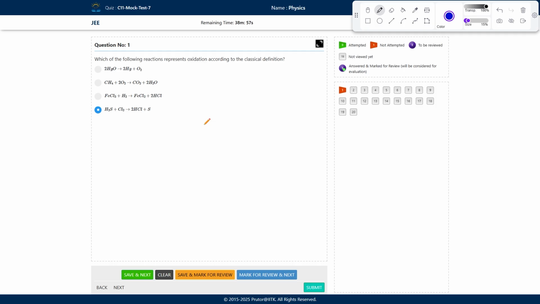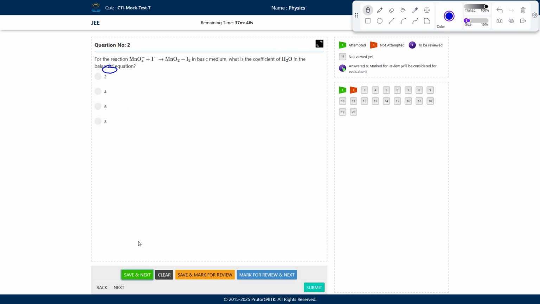If we explore the first one, it's very clear that oxygen is removed from mercury. Hopefully, according to the classical definition, it is reduction. Similarly, if I look at the third one, again there is a removal of an electronegative element, which is chlorine. So again it's a reduction. So the correct option is option number second. Moving on to the next question.